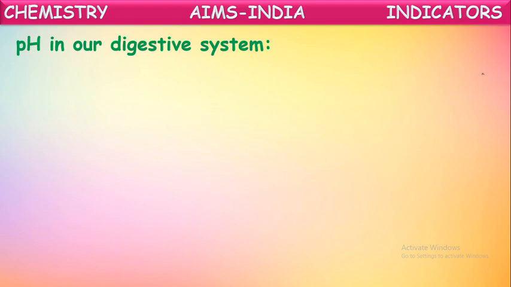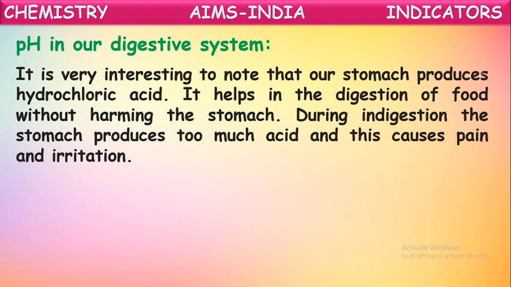pH in our digestive system. Yes, it is very interesting to note that our stomach produces hydrochloric acid. It helps in the digestion of food without harming the stomach. Actually, our stomach produces a gastric juice containing hydrochloric acid, which is one of the strong acids. But it helps in digestion of food without harming our organs, without harming our stomach. That is the interesting thing here.